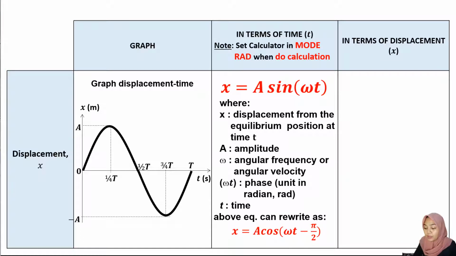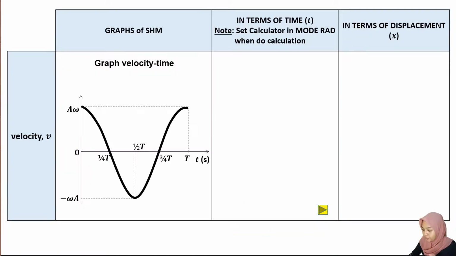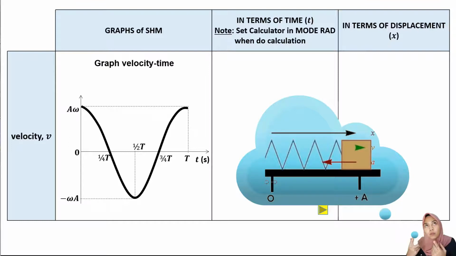So we have x equals A sine omega t, or you can also put it as x equals A cos(omega t minus half pi). Next, we go to the graph of velocity against time. We've seen that previously, if you remember, the black arrow has maximum displacement, but the green arrow becomes shorter and eventually becomes zero as it reaches the amplitude.